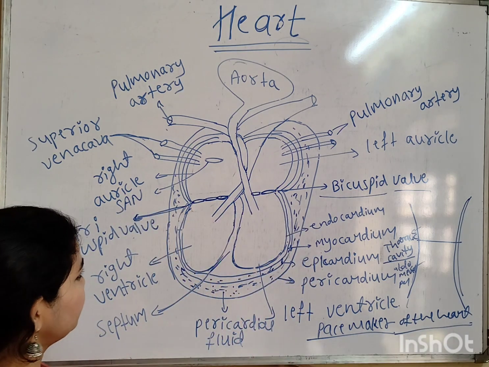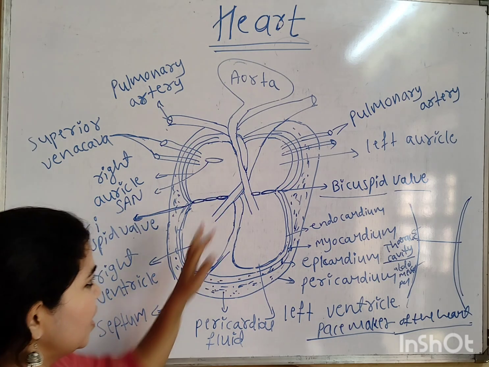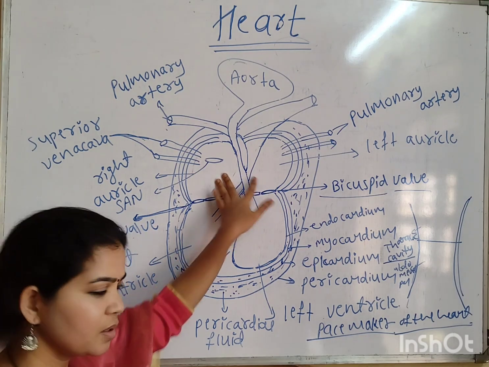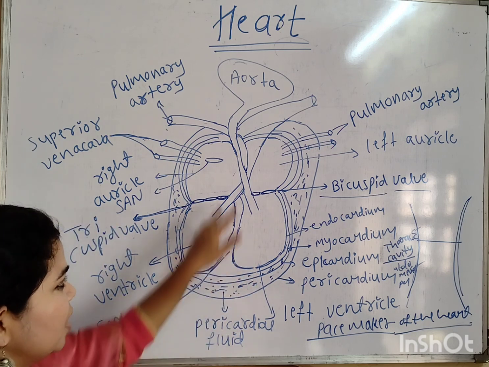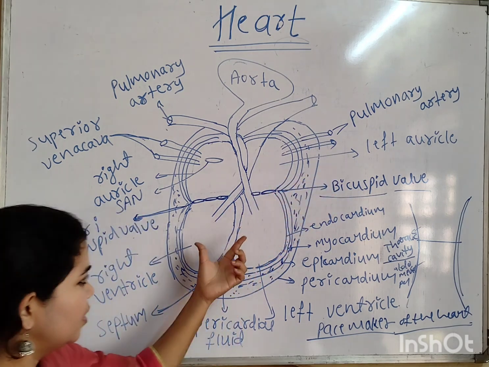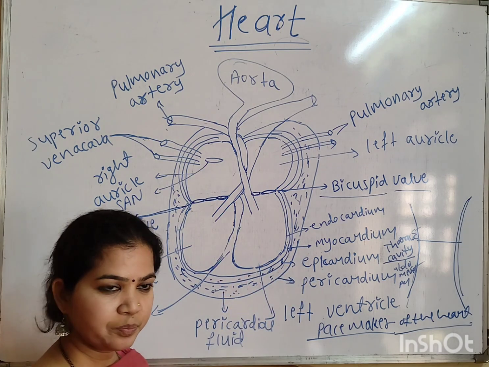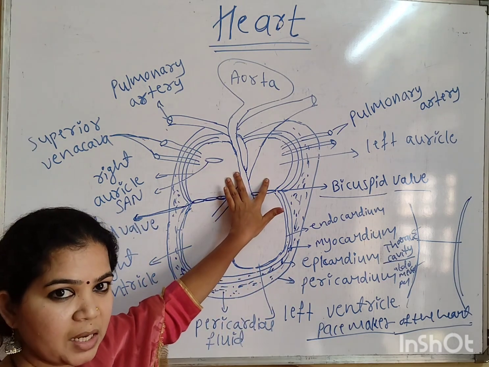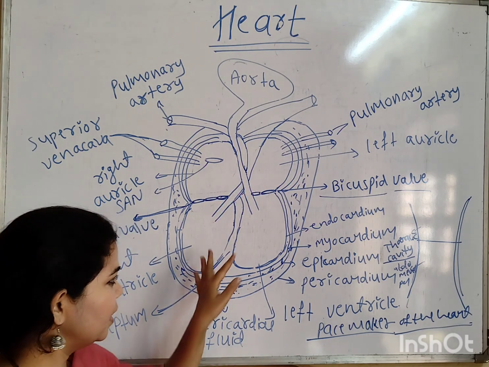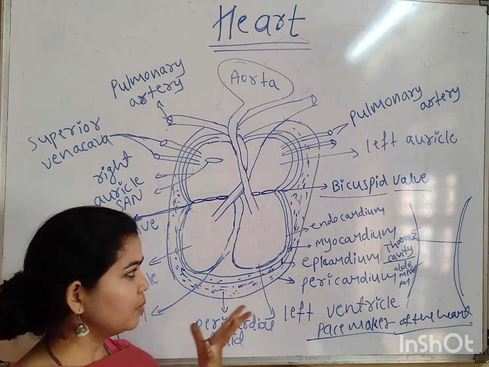So what have we discussed? The heart is made up of cardiac muscles. Our heart has 4 chambers: the upper 2 chambers and the lower 2 chambers. The upper 2 chambers are called the right auricle and left auricle. The lower 2 chambers are called the right ventricle and left ventricle. The function of auricles is to receive the blood, and the ventricles pump the blood.